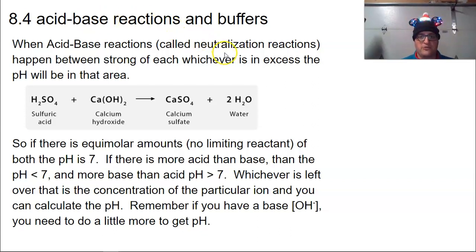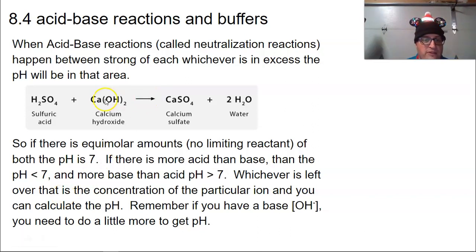So these are sometimes called neutralization reactions. Between strong acid and strong base, whichever is in excess, the pH will be in that area. So if you have a strong acid and a strong base together, if there's equimolar, no limiting reactant, pH is 7. They both got neutralized. If there's more acid than base, the pH will be lower. More base than acid, it's higher. Now, whichever is left over, that is the concentration of the ion that's remaining.